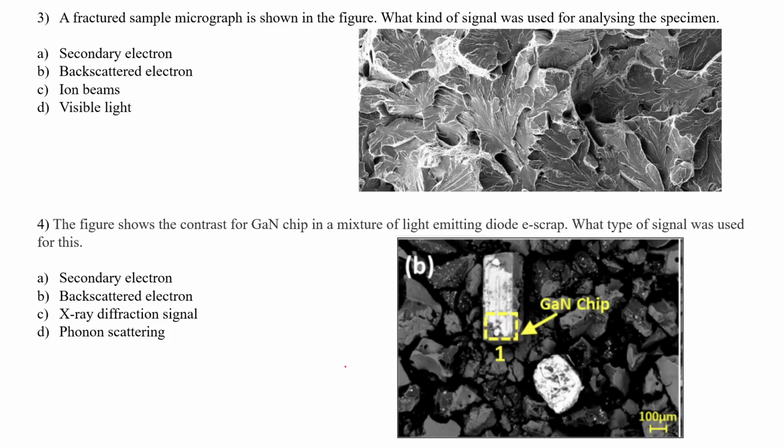The next question, question number 3, says a fractured sample micrograph is shown in the figure. This one. What kind of signal was used for analyzing the specimen? Can anybody make a guess? Since we have been discussing it for a very long time, just by looking at this image, can anybody make a guess which type of electrons are being used to image this specimen? Secondary electrons or backscattered electrons or ion beams or visible light?